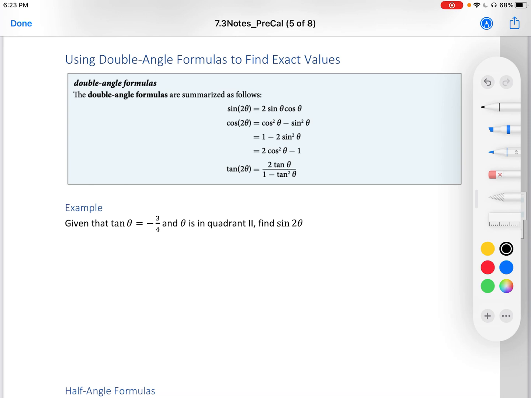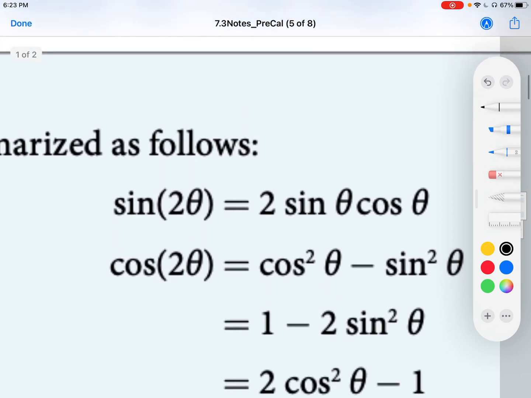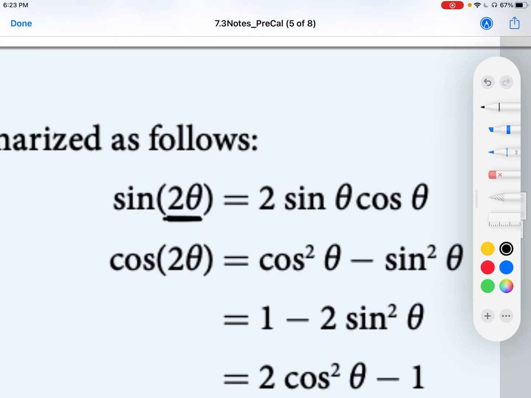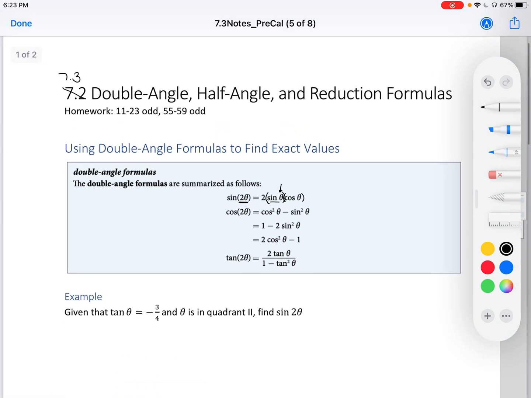Now notice what's being squared. If I have a value that's twice as much, I can get theta by itself with these formulas. Notice that we have these values for sine and cosine without that 2 theta, having theta by itself only. This will be helpful when we're trying to evaluate a value where half as much is found in the unit circle, but twice as much isn't. And we'll see some examples as we move forward.